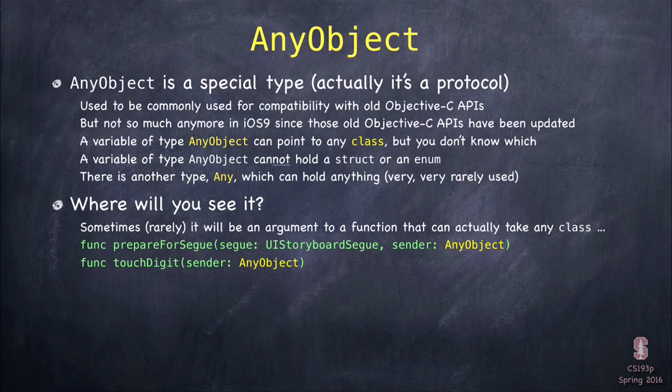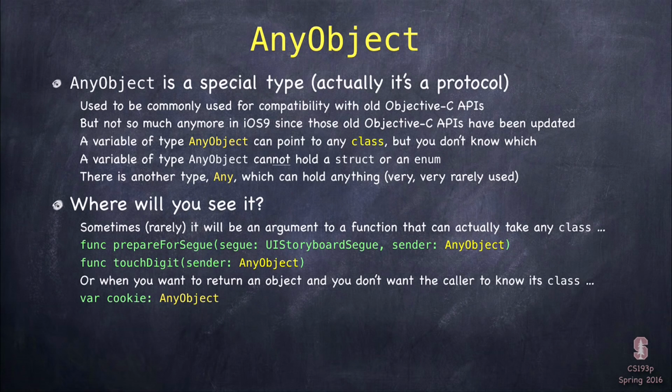Another example of that is touchDigit. When we control-dragged, remember we changed it from AnyObject to UIButton? If we hadn't done that, it would have created touchDigit with sender AnyObject, and then touchDigit could have been sent by a UIButton or maybe by a UISlider, or something else. And we didn't do that because inside touchDigit we wanted sender to be a UIButton so we could send it currentTitle and other button things. But it could have been AnyObject.